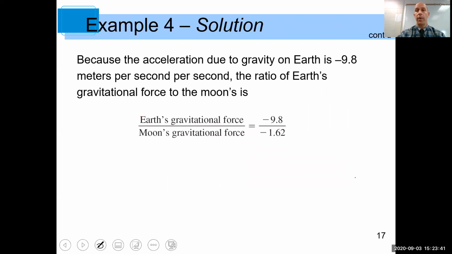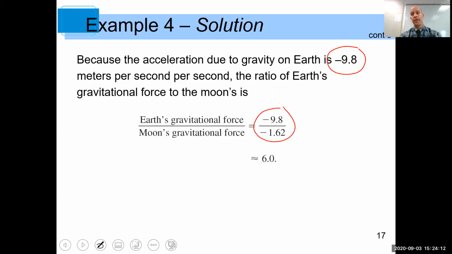Now, hopefully you know, but maybe you don't, that the gravitational constant for the Earth is negative 9.8 meters per second squared. So if we want to know the ratio, which is what the question was asking us, for the Earth to the moon, we're going to do our negative 9.8 divided by negative 1.62. And it turns out that it's about 6. In other words, you could say that the ratio of the Earth's gravitational force to the moon's is 6 times.